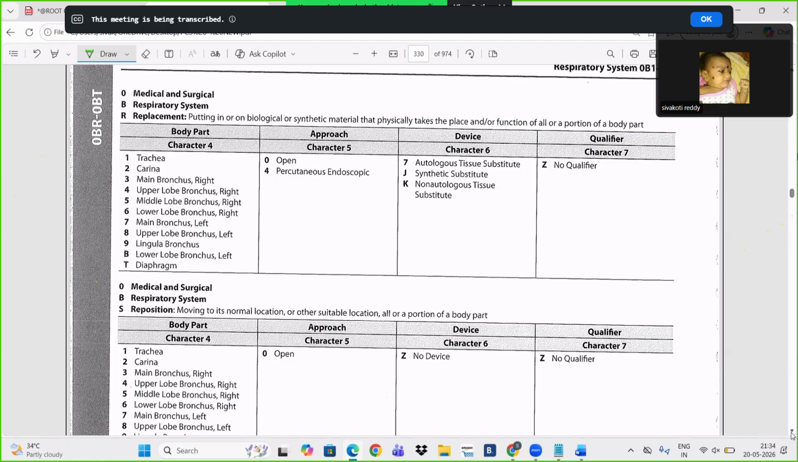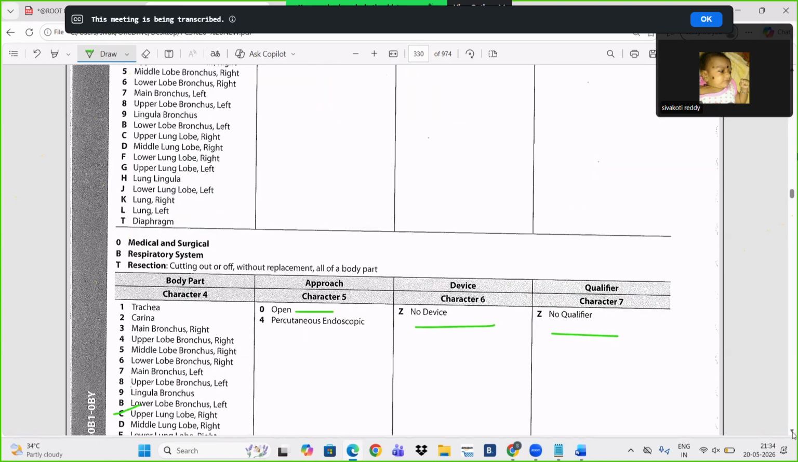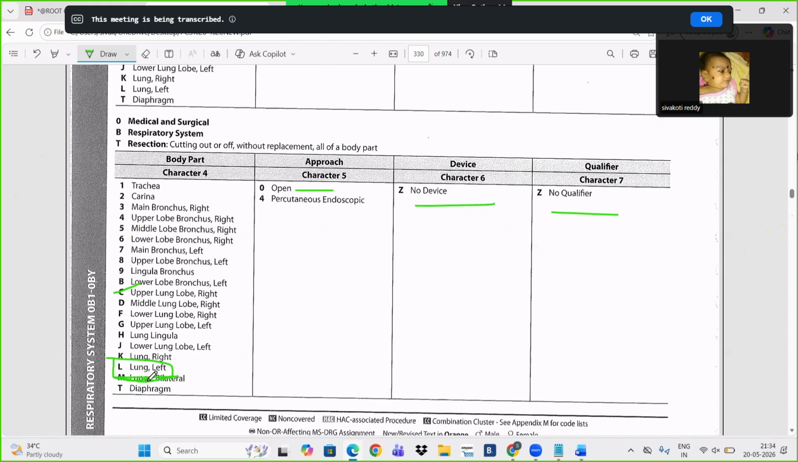Here, the fourth character we will already get in the index, right? While we are coding, the fourth character is already obtained from the index, correct? The fourth character is lung, sir. I mean, you will get it in the index, right? For any procedure, you will get it in the index, right? Yes, sir. While we are looking up a code in the index, automatically we will get the first 4 digits. So the fourth character also will come from the index, correct? Yes, sir. Clear.